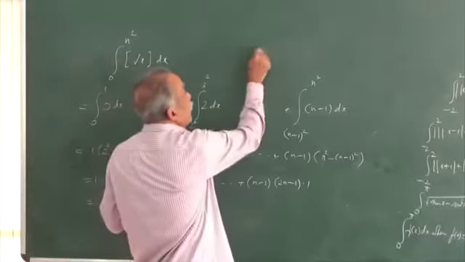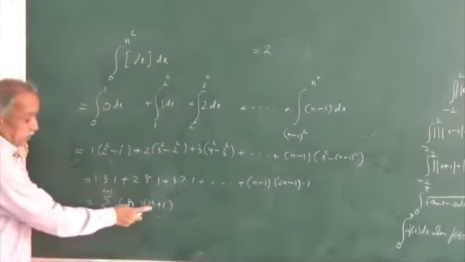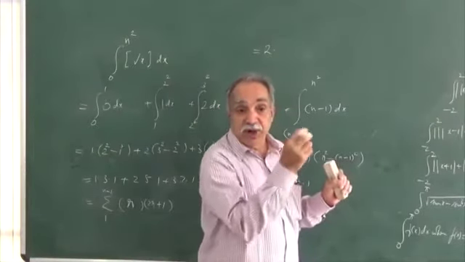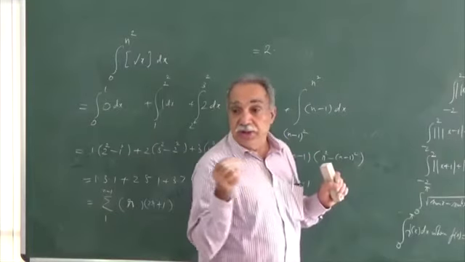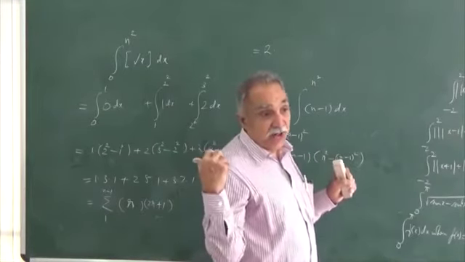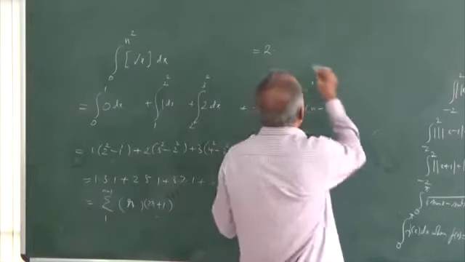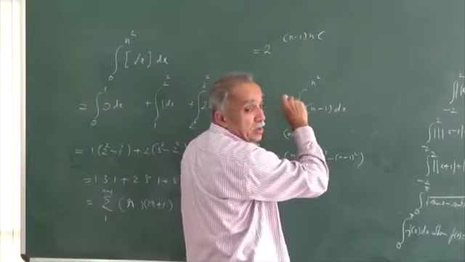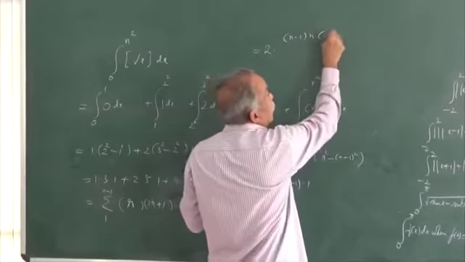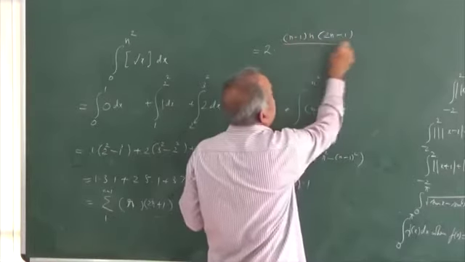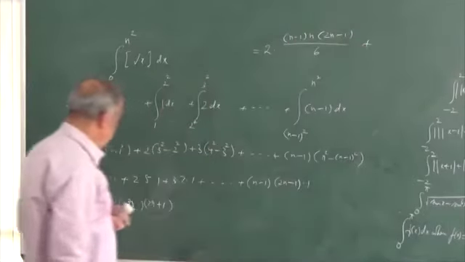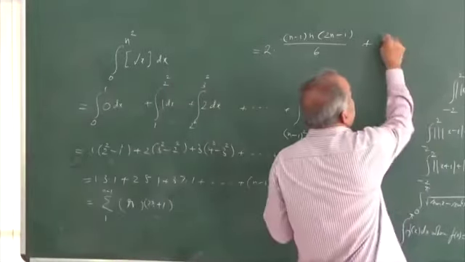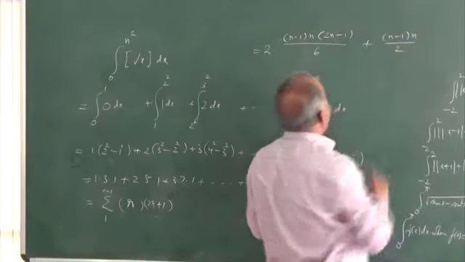Expanding 2 into summation r square. Formula summation r square when r ranges from 1 to n is n into n plus 1 into 2n plus 1 by 6. Now r is ranging only up to n minus 1. So value will be n minus 1 into n into 2n minus 1 divided by 6 plus summation r, again r ranging from 1 to n minus 1 only, n minus 1 into n divided by 2.